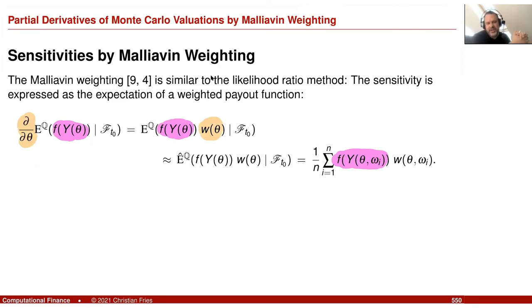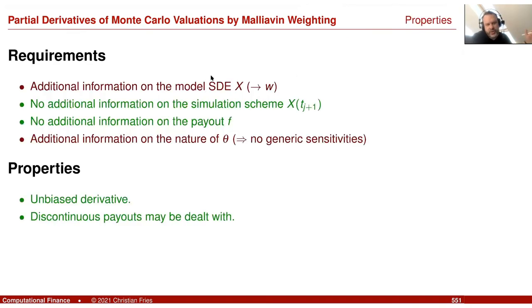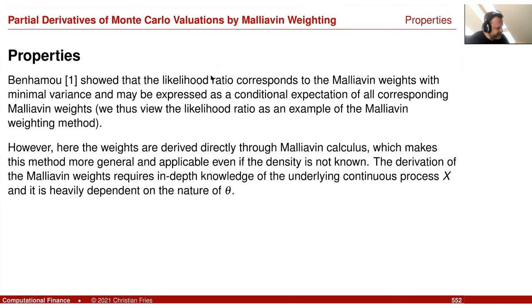So this setup can be generalized, but in case where you have a density, then the density or the likelihood ratio weight, so the derivative of the logarithm of the density, is the Malliavin weight with the smallest variance. So that can be shown. So you can show that this likelihood ratio method has a link to the Malliavin weights. But just in case that you are interested, this setup can be generalized. I would like to conclude with one last thing.